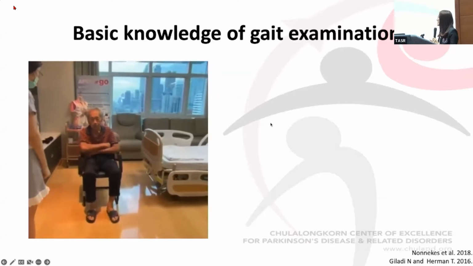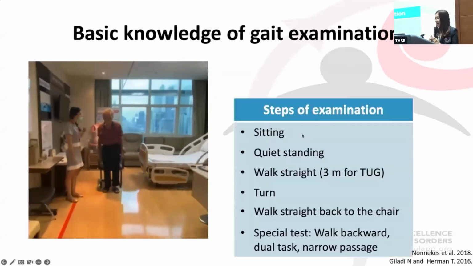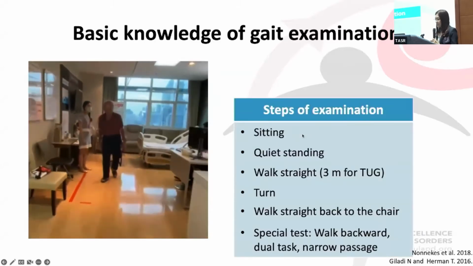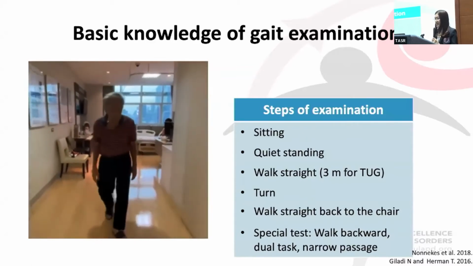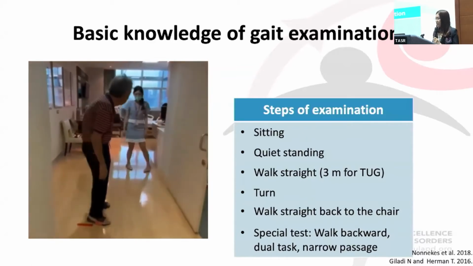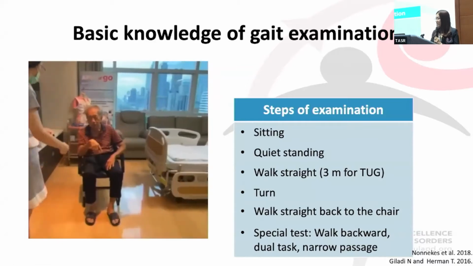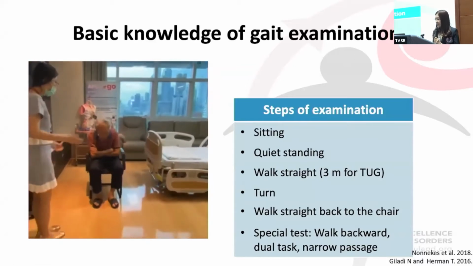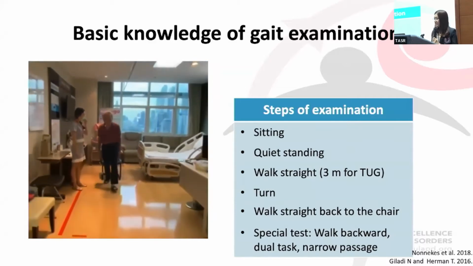For the basic knowledge of gait examination, you have to know that the steps of examination begin with sitting, quiet standing, walking straight for about 3 meters to evaluate the timed up and go test, then advise the patient to turn and then walk back to the chair.